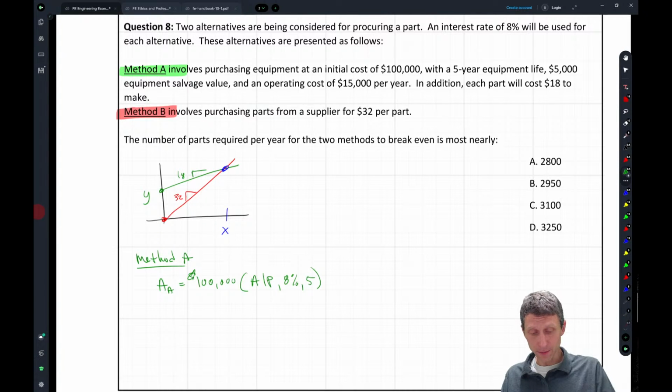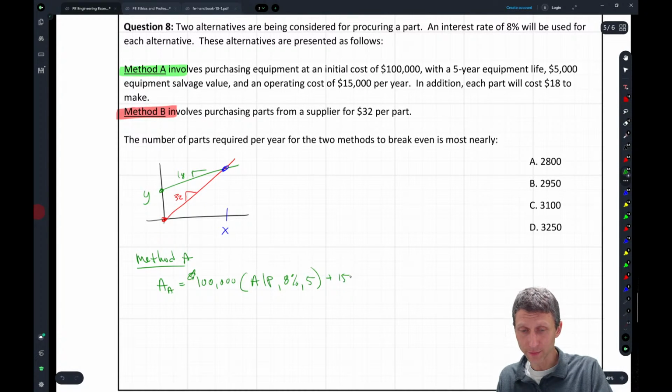And then what's next? Plus, we have to add in our $15,000 per year. Those are our maintenance or operations costs. And then I'm going to subtract off my future $5,000 salvage value times A given F at 8% for 5 years. And what else do we have?